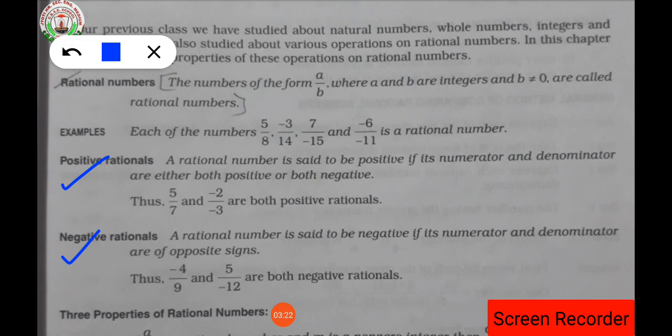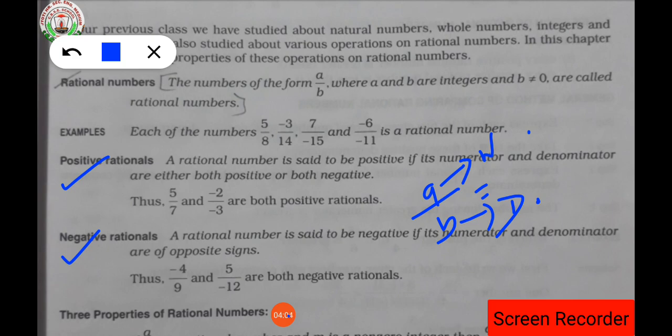So what do you mean by a positive rational number and a negative rational number? Let's see. Here the positive rational number definition is given on the screen. What is said here? A rational number is said to be a positive rational number if its numerator and denominator are either both positive or both negative. It means that for any rational number P by Q, A by B, A is the numerator and B is the denominator, isn't it?